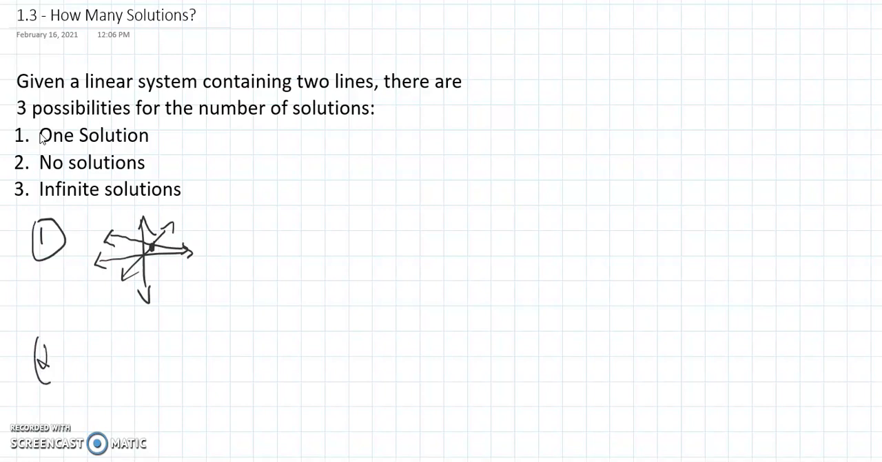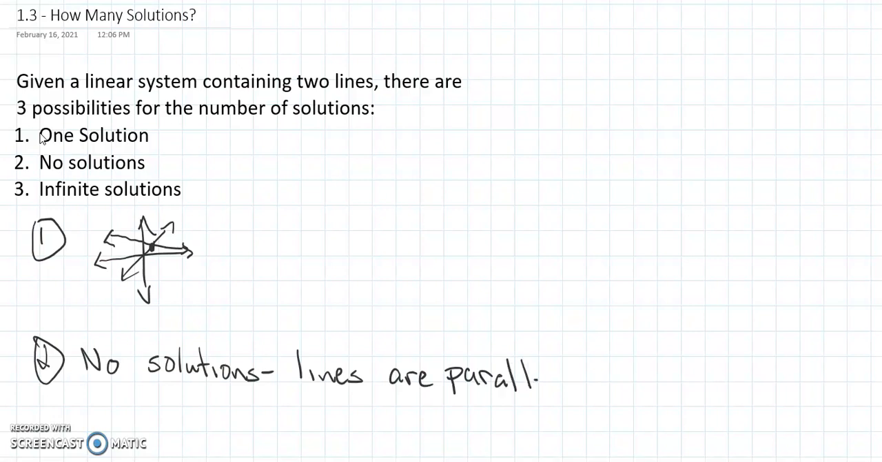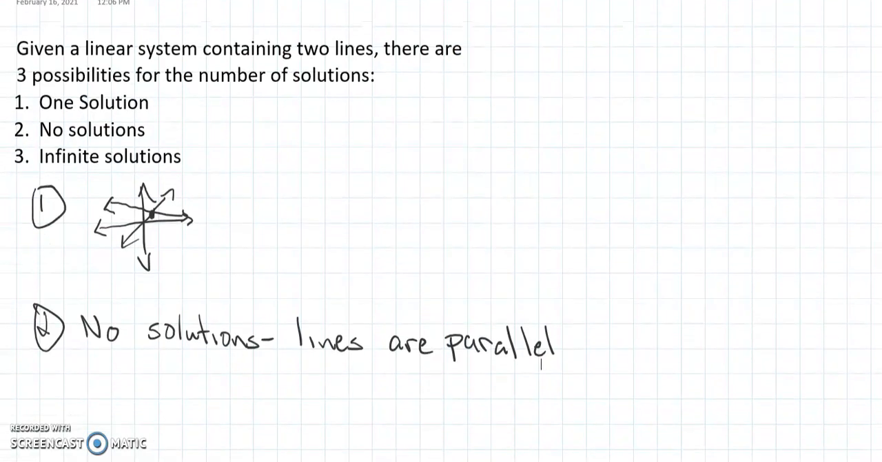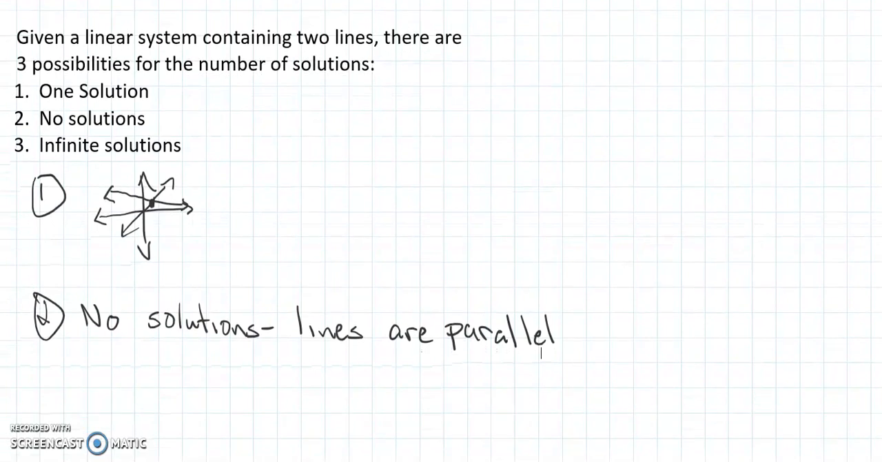You could also have no solutions, and that comes up if the two lines are parallel. So no solutions means the lines are parallel. We talked about that in grade line, that parallel lines do not intersect. So two parallel lines won't have a solution to the system.